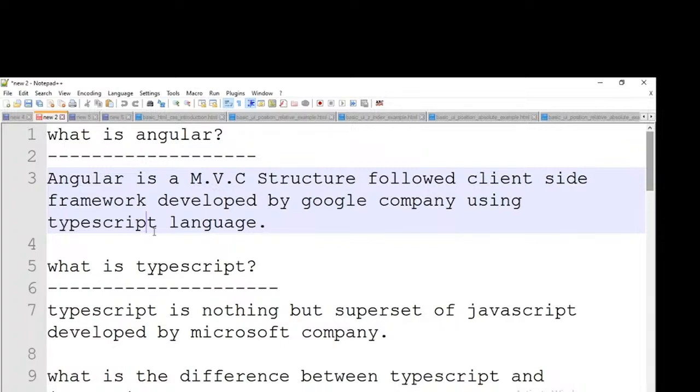Okay, right. So now what is TypeScript? TypeScript is nothing but a superset of JavaScript. So what is a superset of JavaScript? Superset of JavaScript means a modified version of JavaScript, or else an extended part of JavaScript.